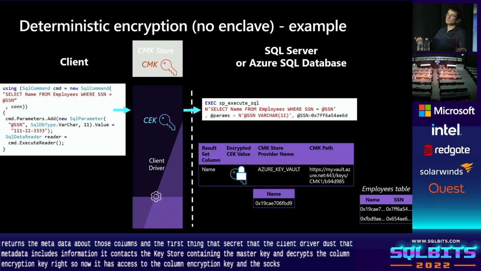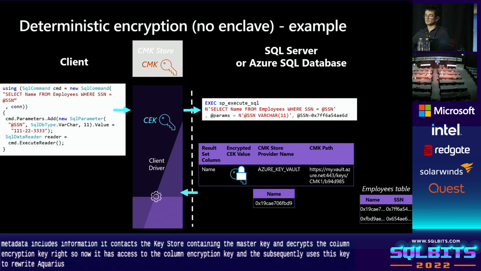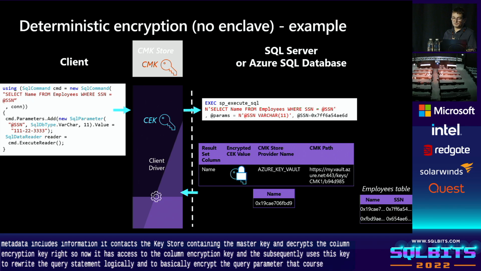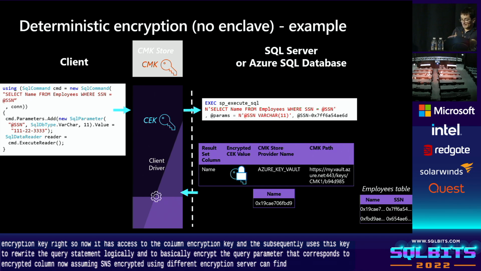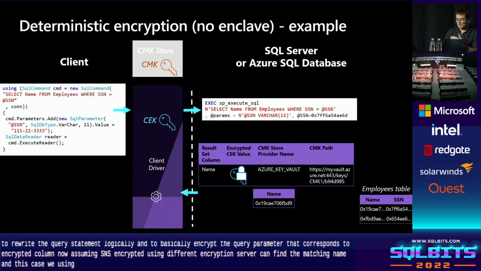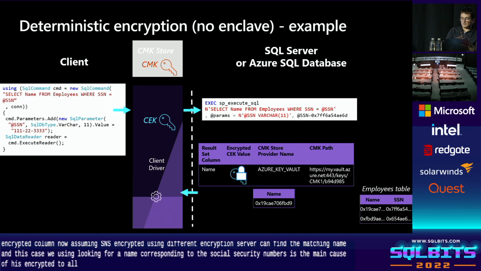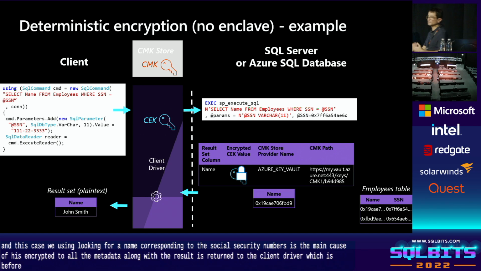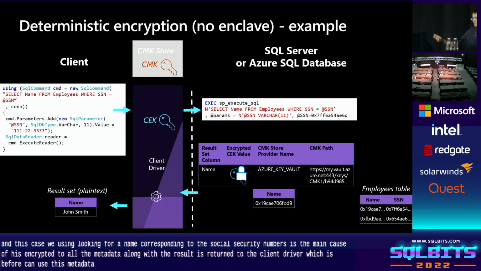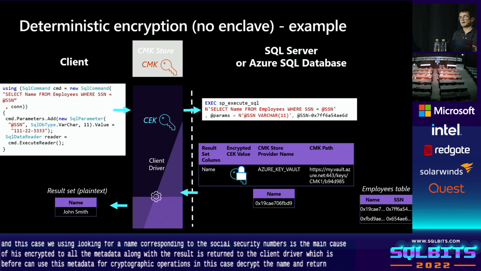Subsequently, it uses this key to rewrite the query statement logically and to encrypt the query parameter that corresponds to the encrypted column. Now, assuming SSN is encrypted using deterministic encryption, SQL Server can find the matching name. In this case, we're looking for a name corresponding to the social security number. Since the name column is encrypted too, all the metadata along with the result is returned to the client driver, which, as before, can use this metadata for cryptographic operations. In this case, it decrypts the name and returns plaintext to the application, right?